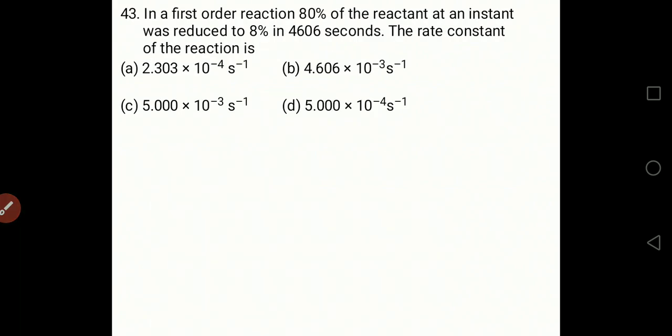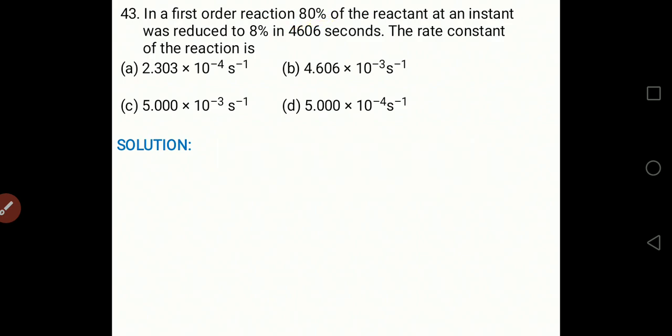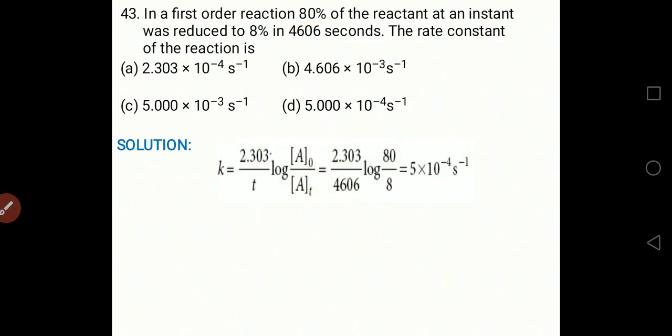43. In a first order reaction, 80% of the reactant at an instant was reduced to 8% in 4606 seconds. The rate constant of the reaction will be. See, in this particular case, use the simple formula, k equals 2.303 by t log A naught by A. So now A naught is 80, I have taken not 100 because they have given 80. If it is not given, then I could have taken 100, but they have given 80. So divided by 8, 80 by 8, so log 10 is equal to 1. Then if you simplify this, you will get the answer very easily. That is 5 into 10 to the power minus 4. So D is the answer.